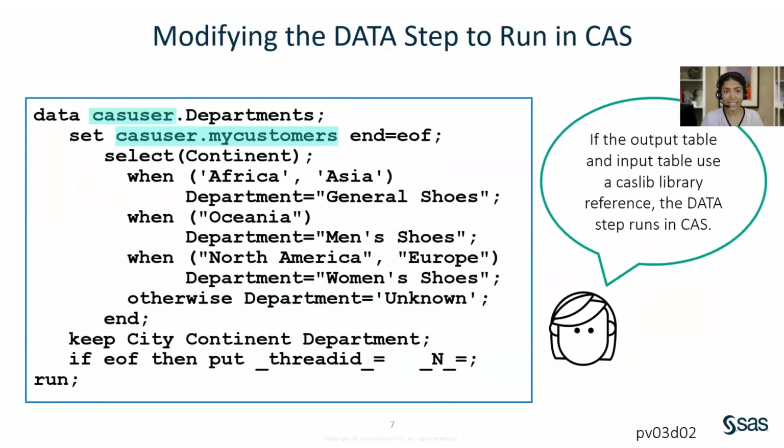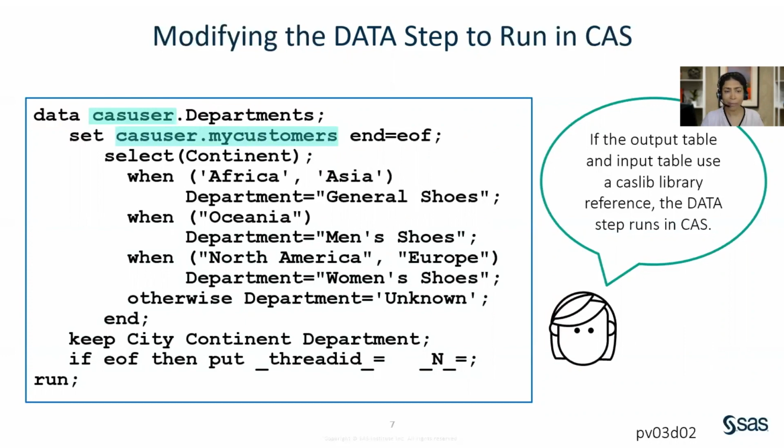To modify the data step to run in CAS, sometimes it's as simple as modifying the library reference on the data statement. Here, for example, I have a data step where I'm building a table called departments in CAS user using my customers, and I have a select statement doing some conditional processing. If the continent is Africa or Asia, then department is going to be general shoes. If it's something else, for example, North America or Europe, department is going to be women's shoes.